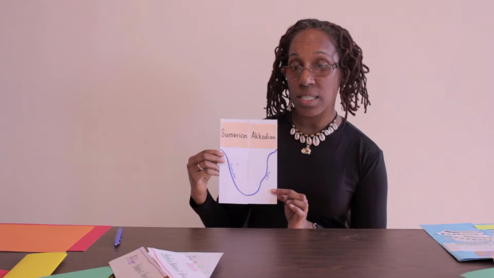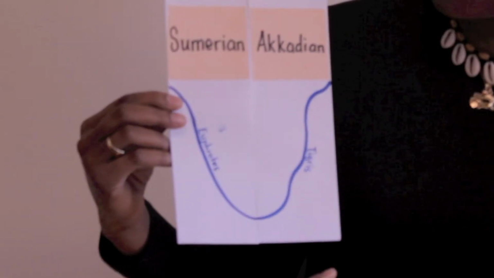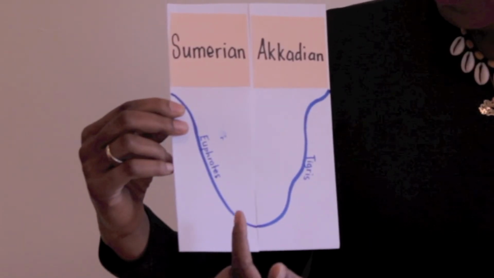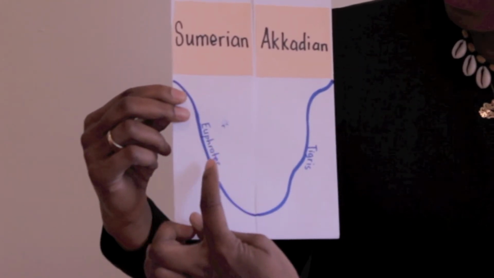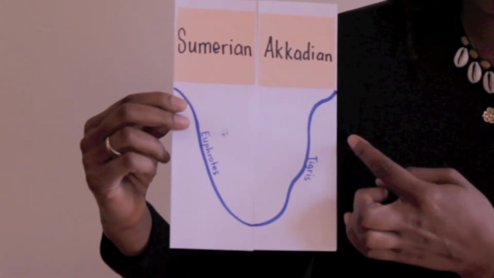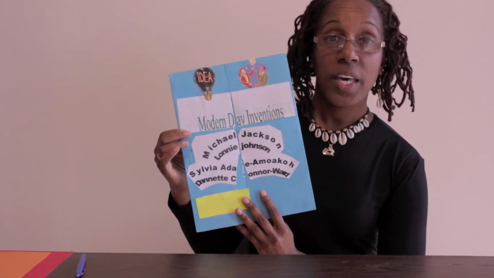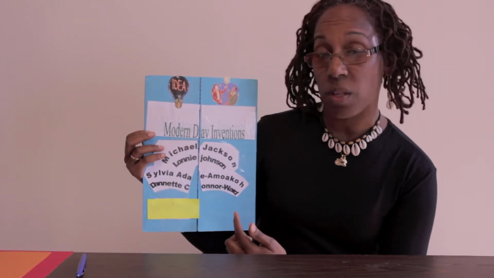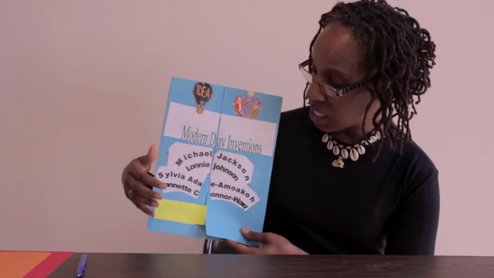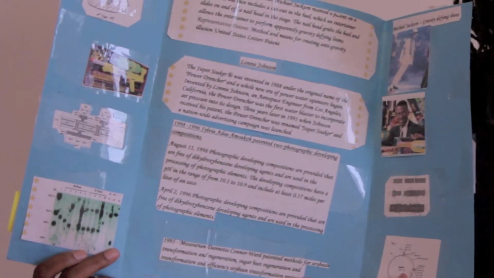Again, in social studies, we're actually comparing and contrasting Sumerian versus Akkadian people and how they were affected by the Tigris and the Euphrates. Here are some of my students' work. They were talking about modern day inventions and some of the people that they decided to highlight. On the inside, they had images and little snippets of information about different people.